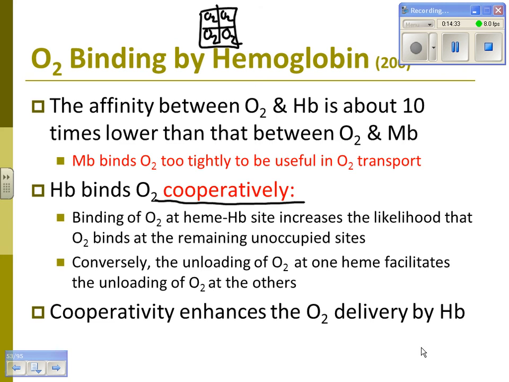Myoglobin only has 1, so it has a greater affinity, binding O2 too tightly, so it's only good for storage. And then it works backwards as well. That's what this statement's saying. So once I get rid of one, then the others just fall down like dominoes. Nice and easy.